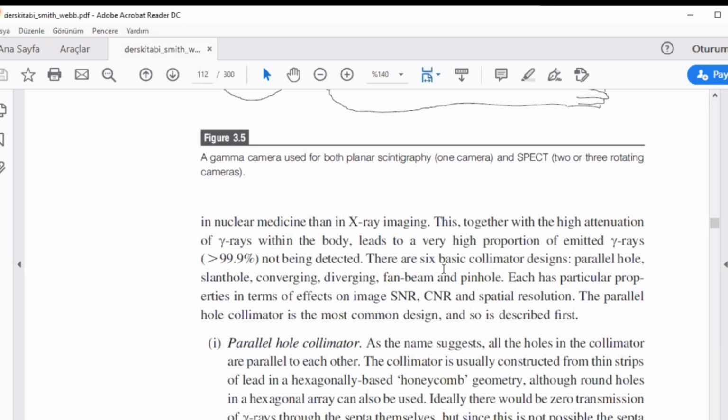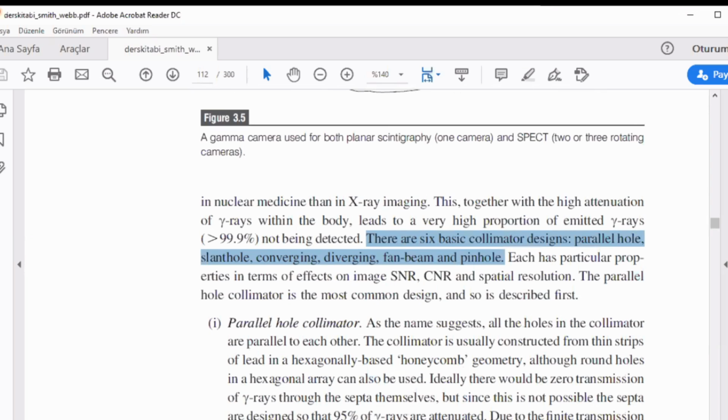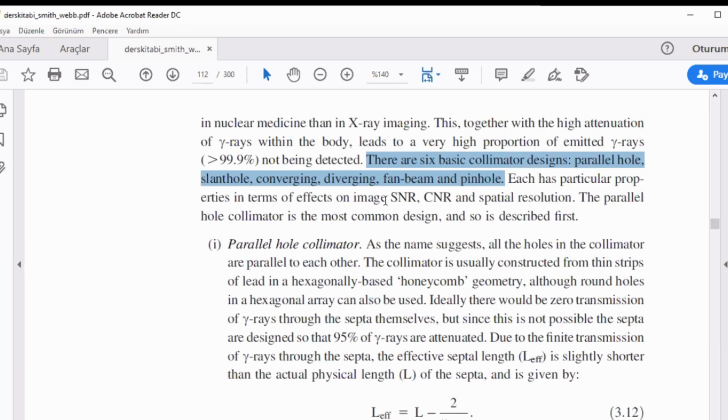There are 6 basic collimator designs: parallel hole, slant hole, converging, diverging, fan beam, pinhole. Those are designs related to collimators. We have not gone through the details of collimator design. Signal to noise ratio and contrast to noise ratio should be maximized. That's the reason for collimators.